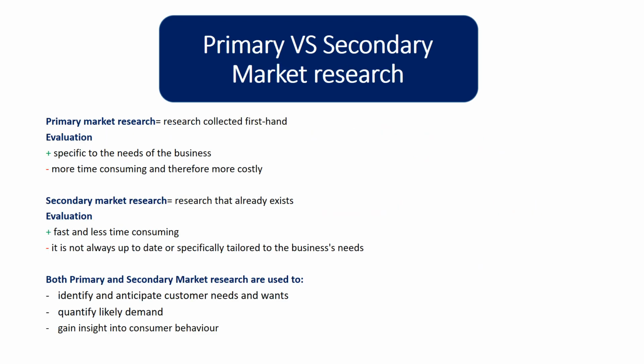In this slide, we're going to be taking a look at primary versus secondary market research data. So, primary market research is first of all just research that is collected firsthand. An advantage of primary market research is that it is specific to the needs of the business. A disadvantage of primary market research is that it's more time consuming and therefore more costly.